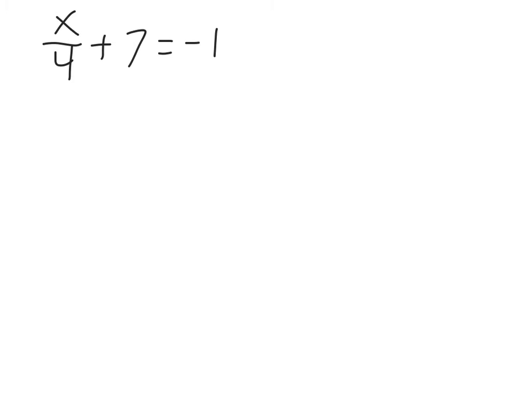So again, we're going to rewrite the equation, x over 4 plus 7, and then we're going to undo that addition. So we had plus 7, so we need to do the opposite and minus 7. And then that equals negative 1. We did minus 7 to the left side, so now we need to do minus 7 to the right side.